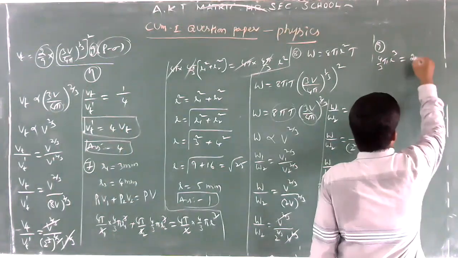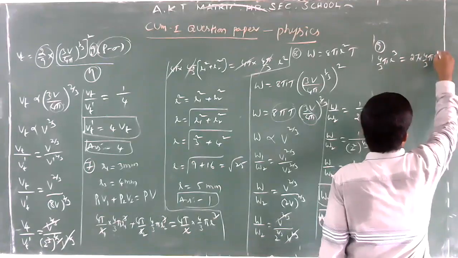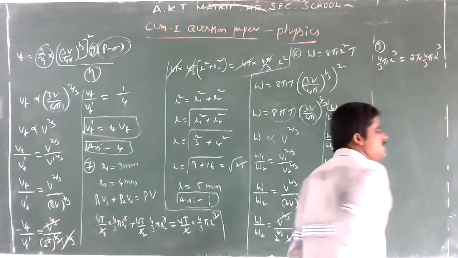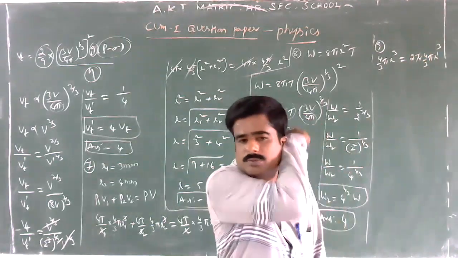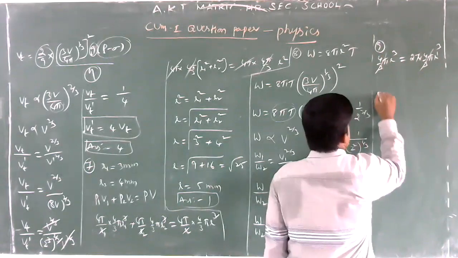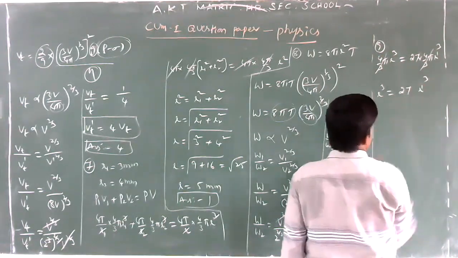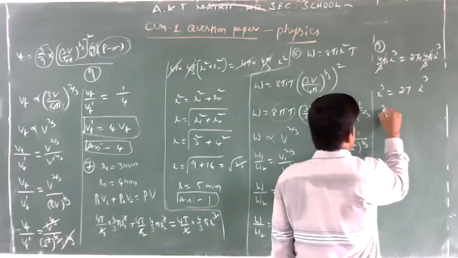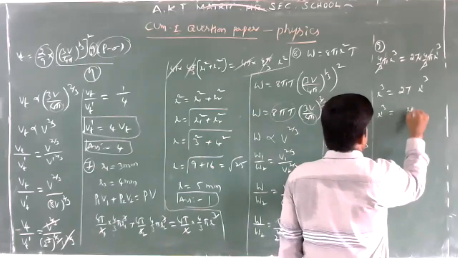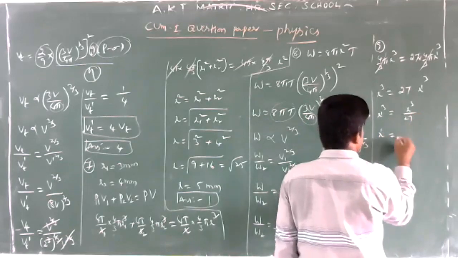So how many bubbles are there? 27 into the volume of each bubble, 4 by 3 pi R dash cube. R dash is the radius of each small bubble. On both sides 4 by 3 pi gets cancelled. Remaining R cube is equal to 27 into R dash cube. Next, R dash cube is equal to R cube by 27, or R dash is equal to R by 3.